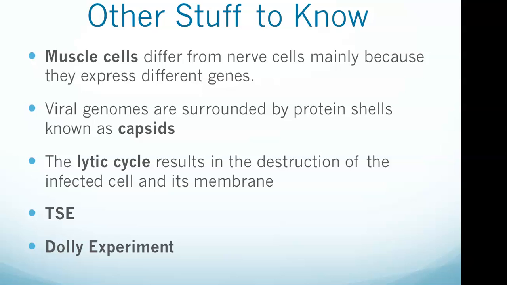And then finally, with the Dolly experiment, fusion of an adult cell's nucleus with an enucleated sheep egg, followed by incubation in a surrogate, was used in the revolutionary Dolly experiment.